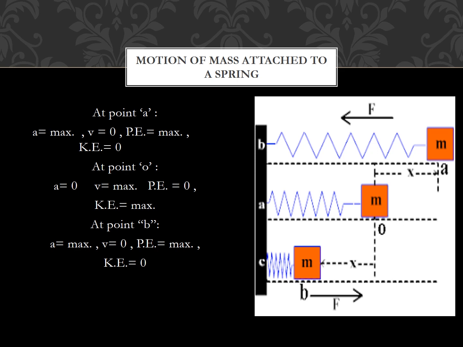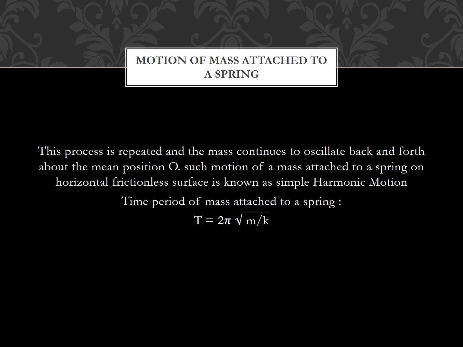And when it moves towards the point B, once again it covers a distance x in the backward direction. So its acceleration is maximum. As it changes its position from point O to B, its potential energy is also maximum. As this process is repeated and the mass continues to oscillate back and forth about the mean position O, such motion of a mass attached to a spring on a horizontal frictionless surface is known as simple harmonic motion.